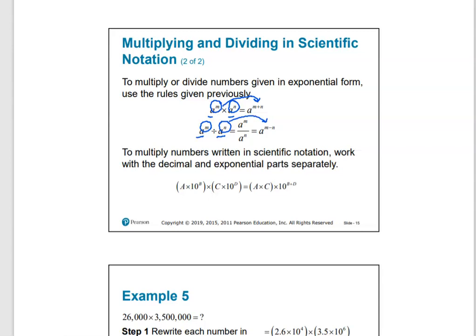So to multiply numbers written in scientific notation, work with the decimal and exponential parts separately. So I've got A times 10 to the B times C times 10 to the D. Well, these parts right here have the same base, and we're multiplying, so we're going to add the exponents. Then they've taken their A and multiplied it by C in the front.